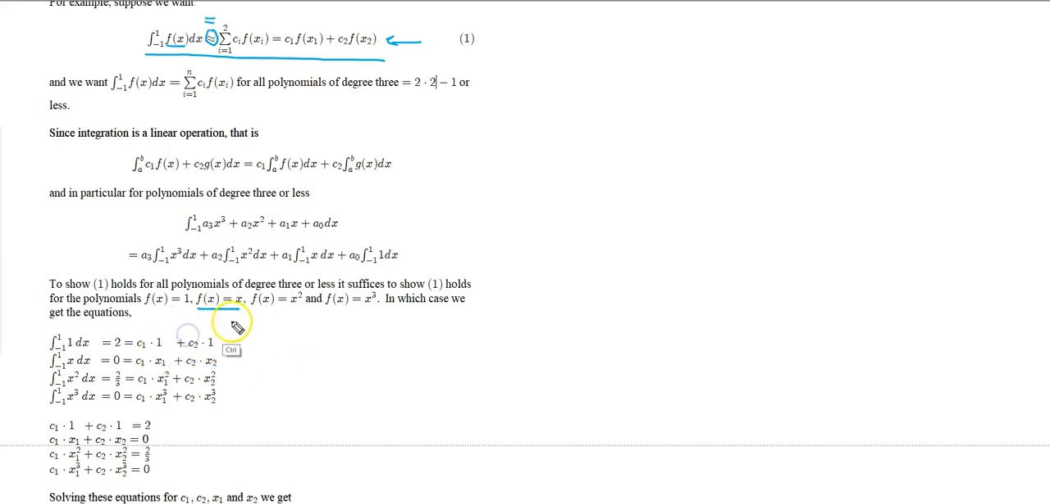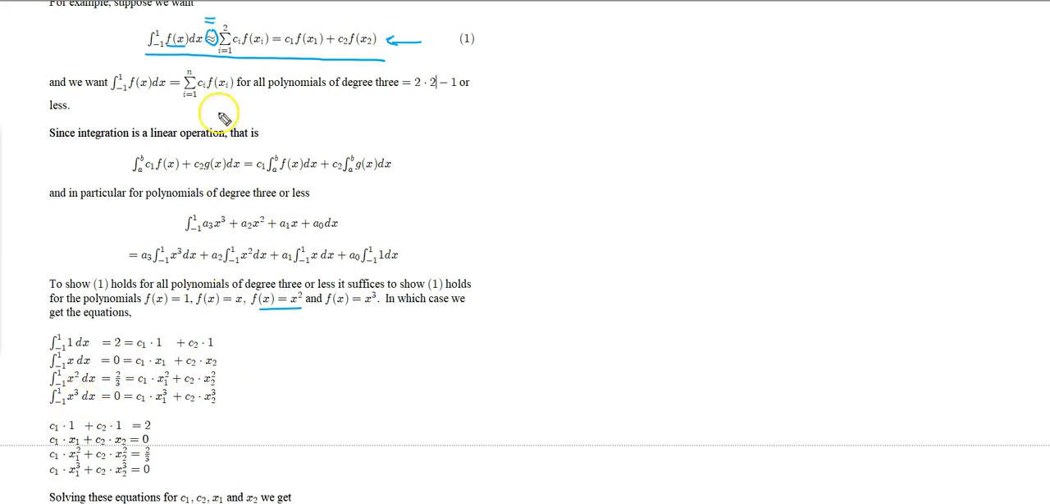Then when we plug x squared into the function f up here, what we get is the integral from -1 to 1 of x squared dx. Now that's going to be 2/3, and that's going to equal c1 times x1 squared plus c2 times x2 squared. Once again, notice that this is f of x1 when f is x squared, and the same thing right here with x2 squared.